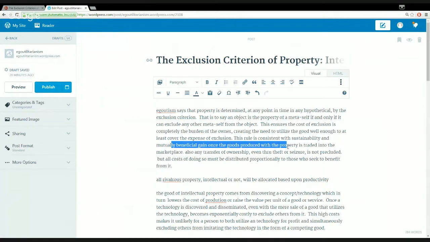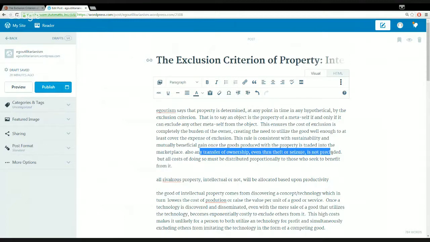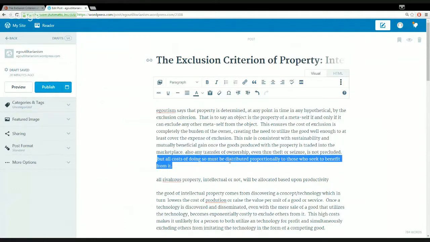once the goods produced with the property, if it's a capital good, are traded into the marketplace. Also, any transfer of ownership, even through theft or seizure, which is not precluded in a free market society, or in any hypothetical, of course, but in particular a free market society, all costs of doing so, transfer of ownership and exclusion afterwards, must be distributed proportionally to those who seek to benefit from it. So you see here, it creates an incentive for society to help someone defend something.